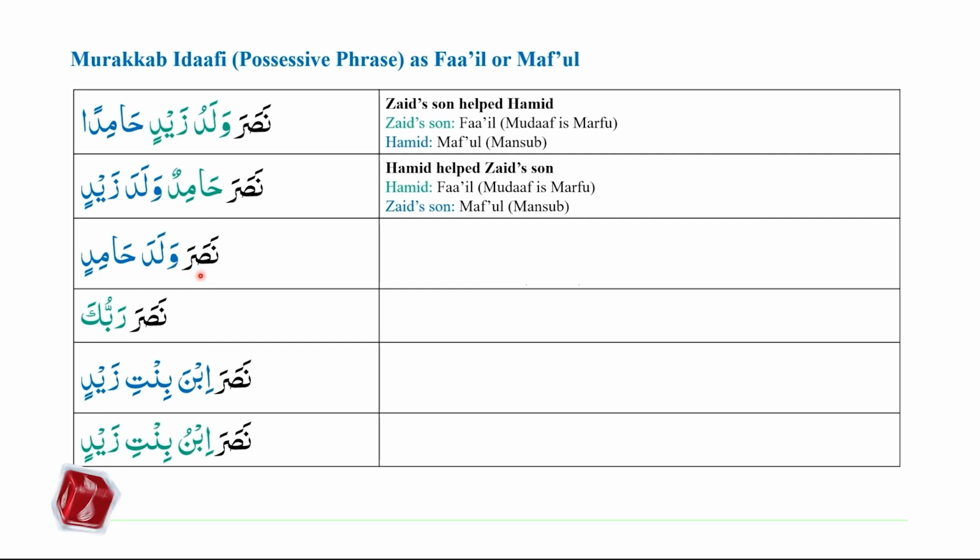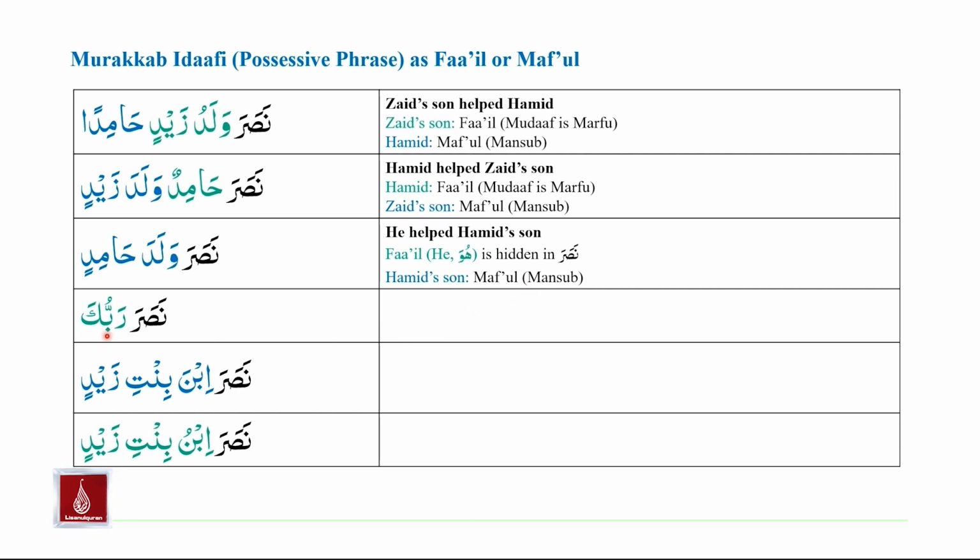Nasara means he helped. Walada Hamidin is the murakkab izafi, that is mansoob, and because it is mansoob, it qualifies to be the maf'ul. This can be translated as he helped Hamid's son. In this case, the fa'il, he or huwa, is hidden in nasara. Hamid's son or walada Hamidin is the maf'ul because it is mansoob.